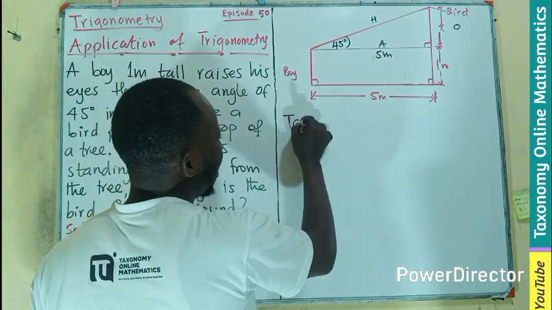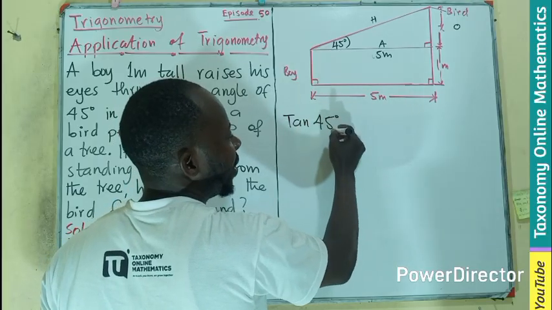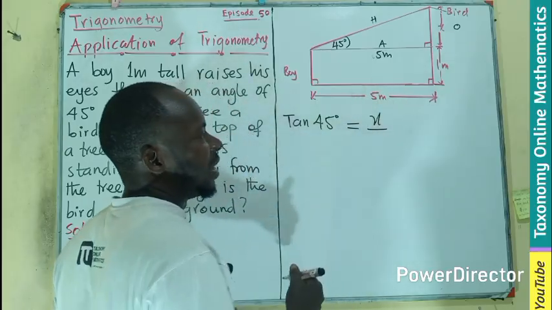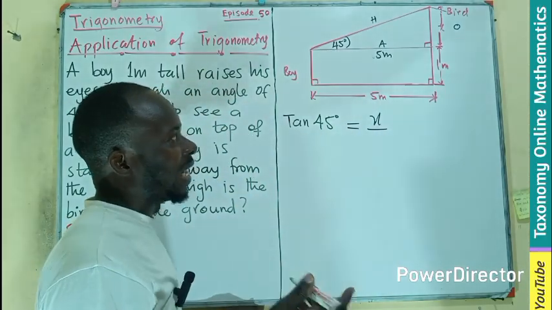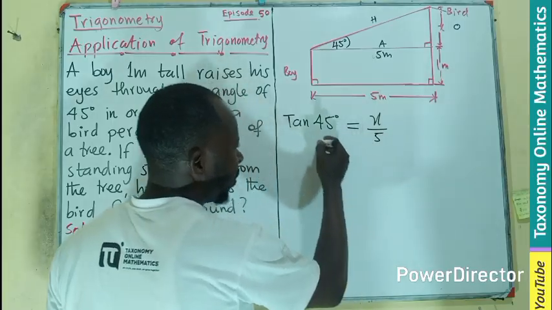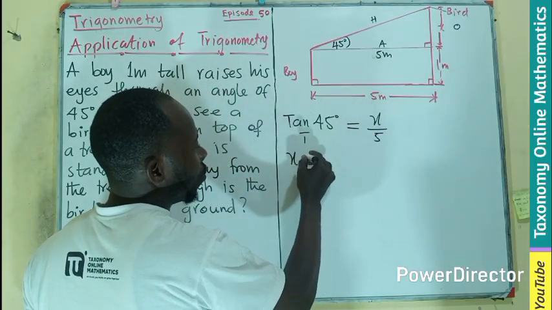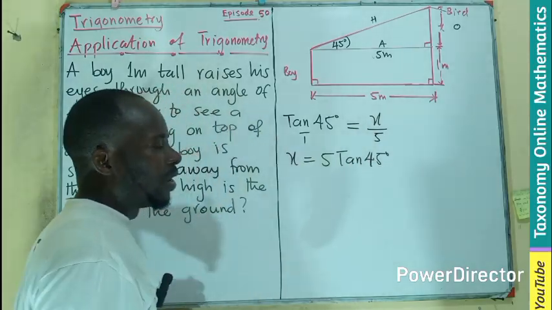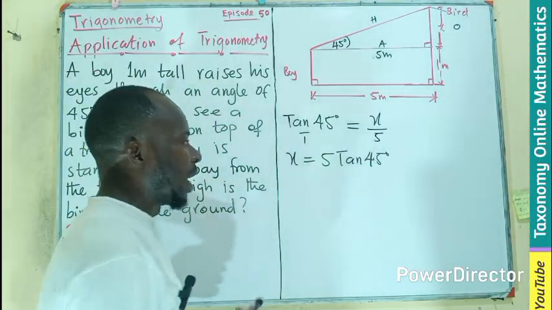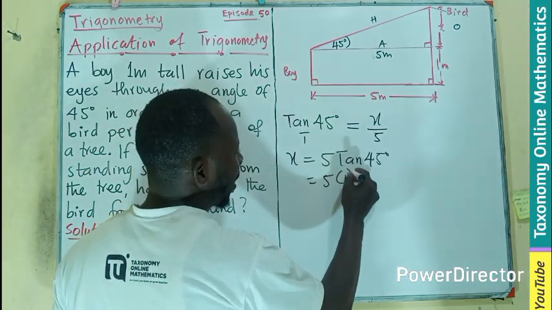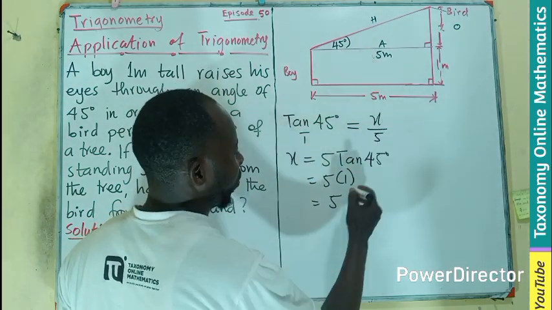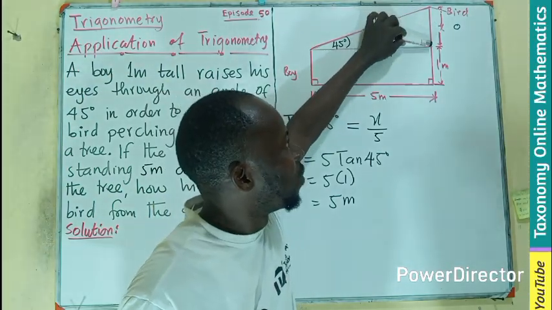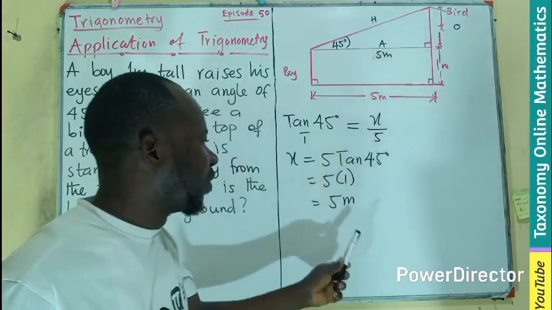So I should have tan of the angle 45 degrees is equal to the opposite side x over the adjacent, which is going to be 5. So by cross multiplication, your x will become 5 tan 45 degrees. Remember, tan 45 is 1. So this gives us 5 times 1, which is 5 meters. So the height from the eye level to the bird is 5 meters.